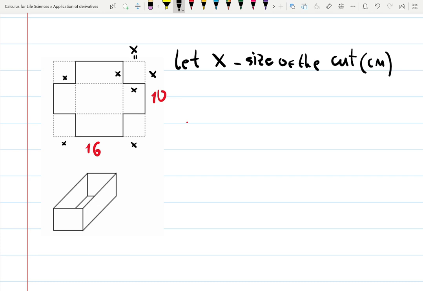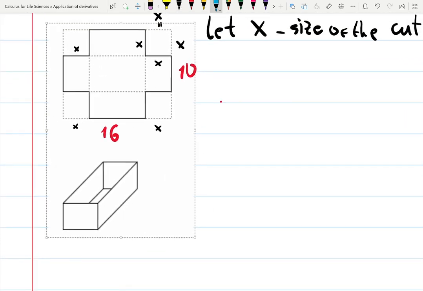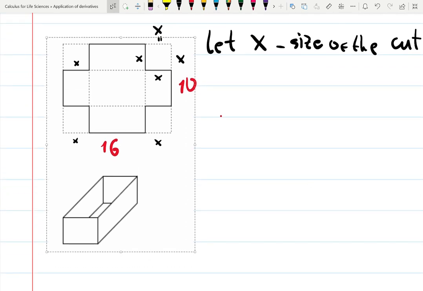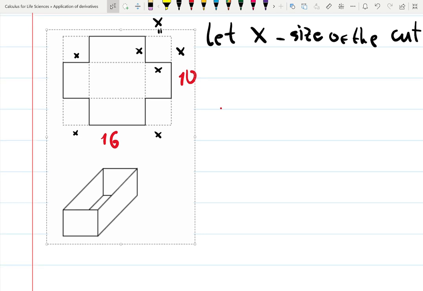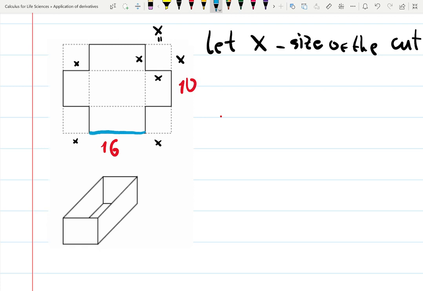Now I need to figure out what happens to all of this when I'm folding. We have fixed dimensions of the original cardboard, 10 and 16, but the box will be different. When you're folding it, as you can see from the animation, the cuts will go up, so the whole width becomes shorter. This is a nice illustration here. This will be the side of my new box.